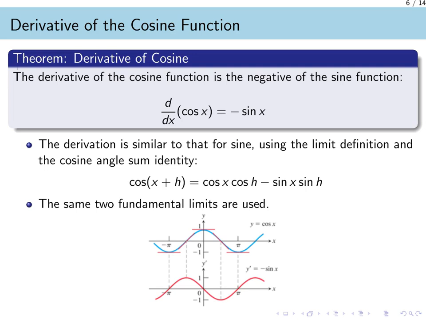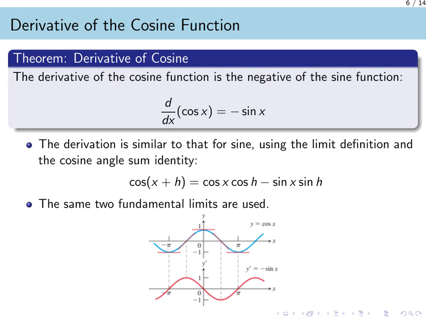This allows us to rearrange the expression and use the same two fundamental trigonometric limits we saw earlier. The figure here helps us visualize this result. The blue curve, y equals cos x, has its slope at every point described by the red curve, y prime equals negative sin x. For instance, at x equals 0, the cosine graph is flat, and its slope is 0, which is precisely where the red negative sine graph crosses the x-axis. The most important detail to remember is the negative sign that appears in the result.